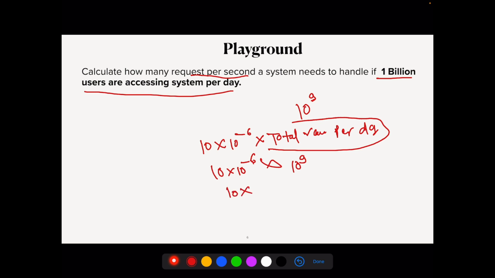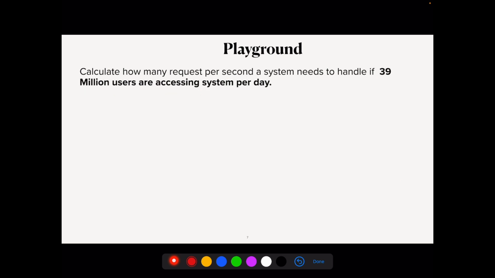What will be my next step? I can do 9 minus 6, which is 10 to the power 3. I can write it as 10,000, because 10 to the power 3 is equal to 1000, so with the 10 it will become 10,000. So I can easily tell, okay, to handle 1 billion users per day, I am going to get approximately 10,000 requests per second. Correct?